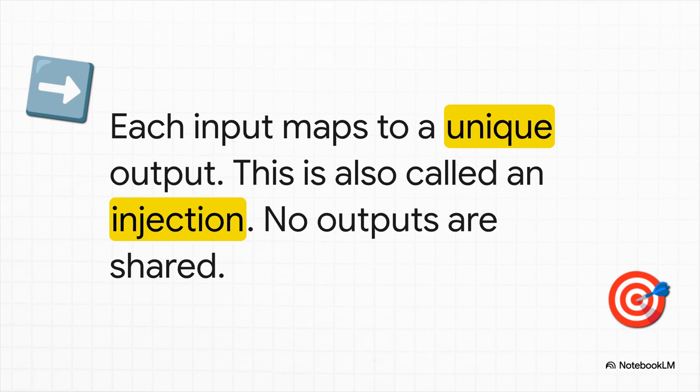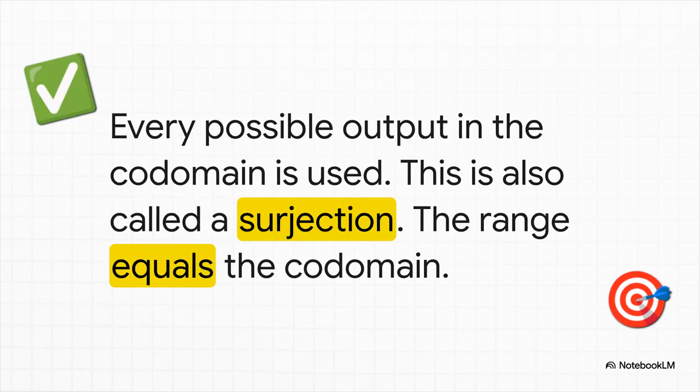Every item on the left has its own dedicated partner on the right. Nothing is shared. This is absolutely critical for things like unique identifiers or cryptography, where you need a clear, unconfused mapping.